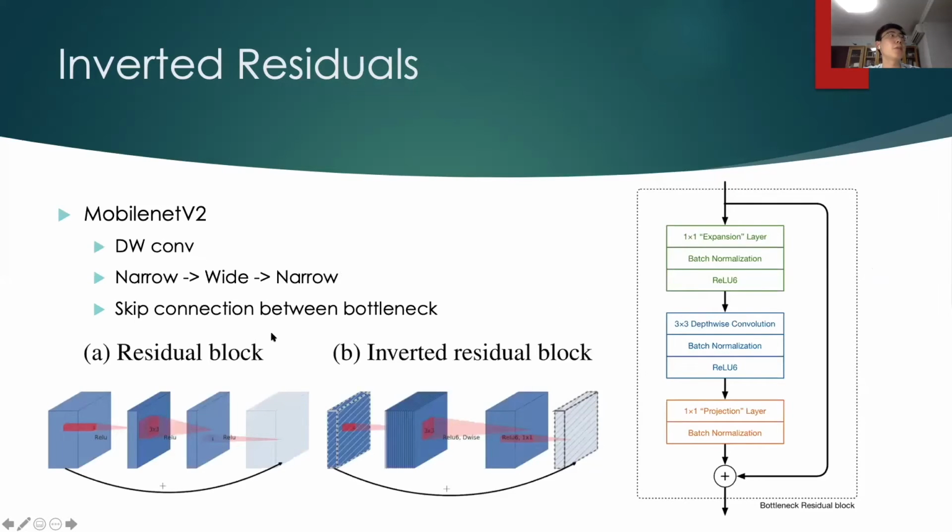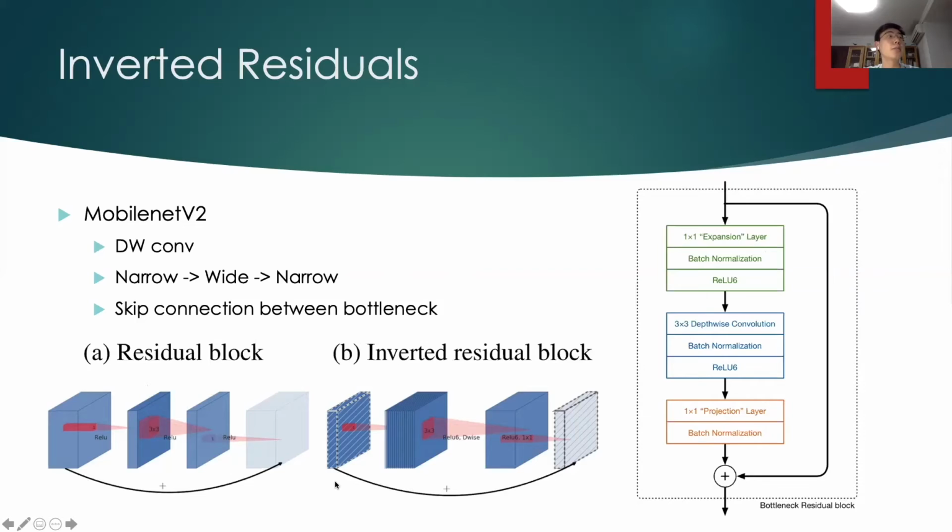And MobileNet-v2 is kind of like a combination of depth-wise convolution and ResNet. Here you can see there are three layers inside the inverted residual blocks. The first is the expansion layer to increase the number of channels. The second layer is a 3x3 depth-wise convolution layer, and the last layer is a 1x1 projection layer that reduces the number of channels. So unlike the residual block, the inverted residual block has a narrow, wide, narrow structure.